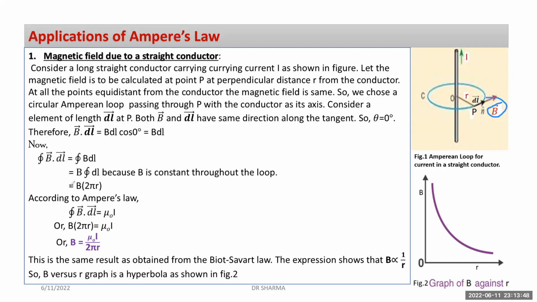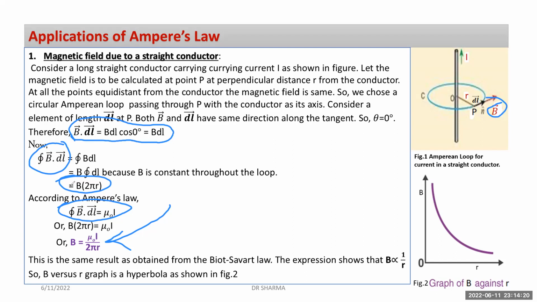So B dot dl becomes equal to B dl this way, because the angle between B and dl is 0, cos 0 is 1. And then the line integral becomes equal to B times 2 pi r. Using Ampere's law, we found the expression for magnetic field B equal to mu naught I by 2 pi r for the very long straight conductor.